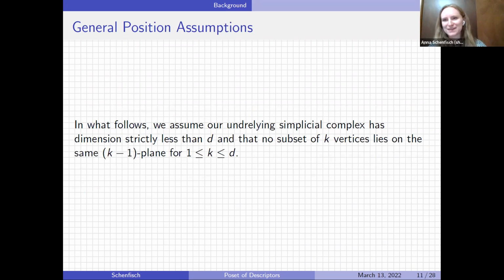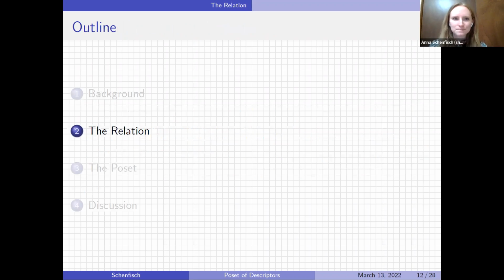Okay, just a disclaimer, all the complexes that I'm going to be talking about have some general position assumptions, mostly related to collinearity. So that's good to keep in mind. Okay, so I have these 6 different types of descriptors. What would it mean to compare them or order them?